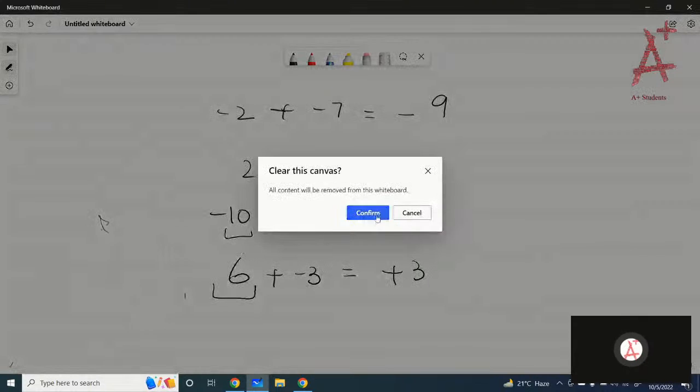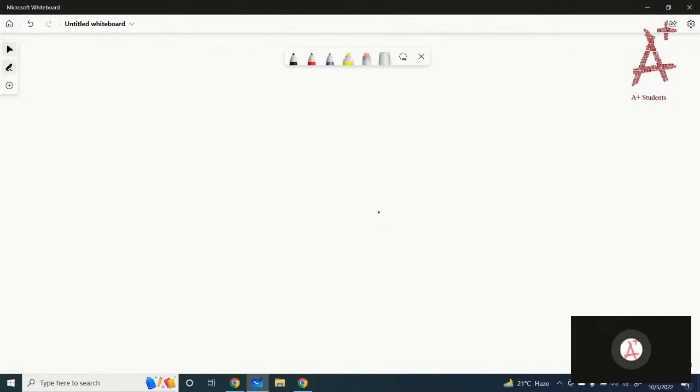Okay, the next one is 3 minus 2. So 3 minus 2 is 1. Select the correct option and click on the OK button. Okay, the next one is 9 plus 8. So which option is the correct one? 17, 16 or 15?